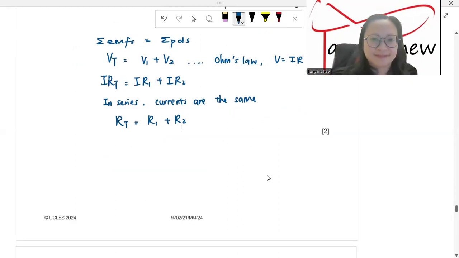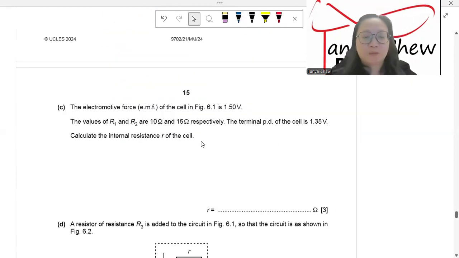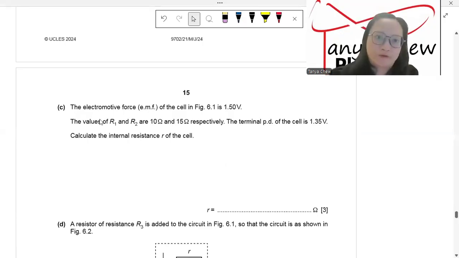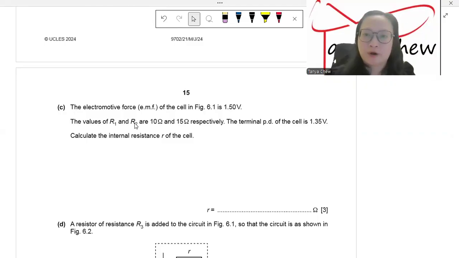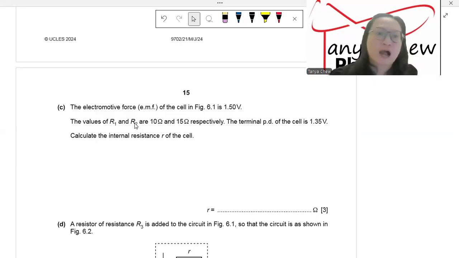Done. Now, the electromotive force, EMF, of the cell in Fig 6.1 is 1.5 volt. The values of R1 and R2 are 10 ohm and 15 ohm respectively. Terminal PD of the cell is 1.35 volt. Calculate the internal resistance of the cell.